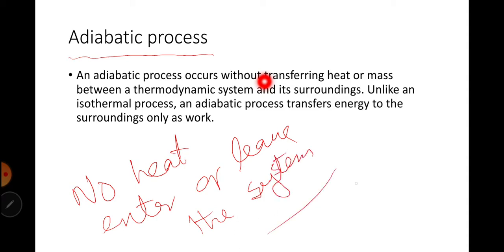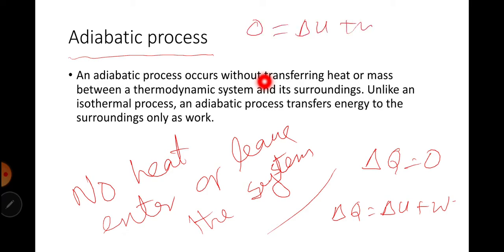No heat enters or leaves the system. Del Q is equal to 0. So del Q is equal to del U plus W, so 0 equals del U plus W. So work is equal to minus del U. So work is done at the cost of the internal energy of the system.